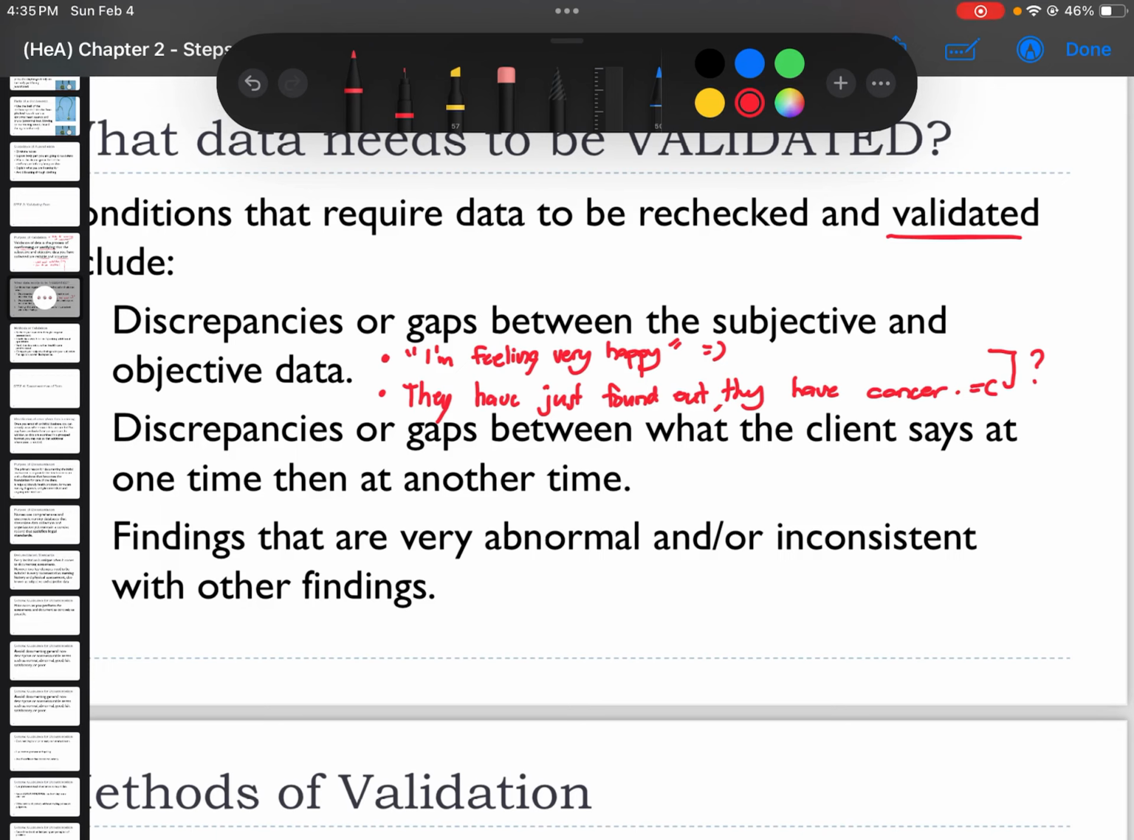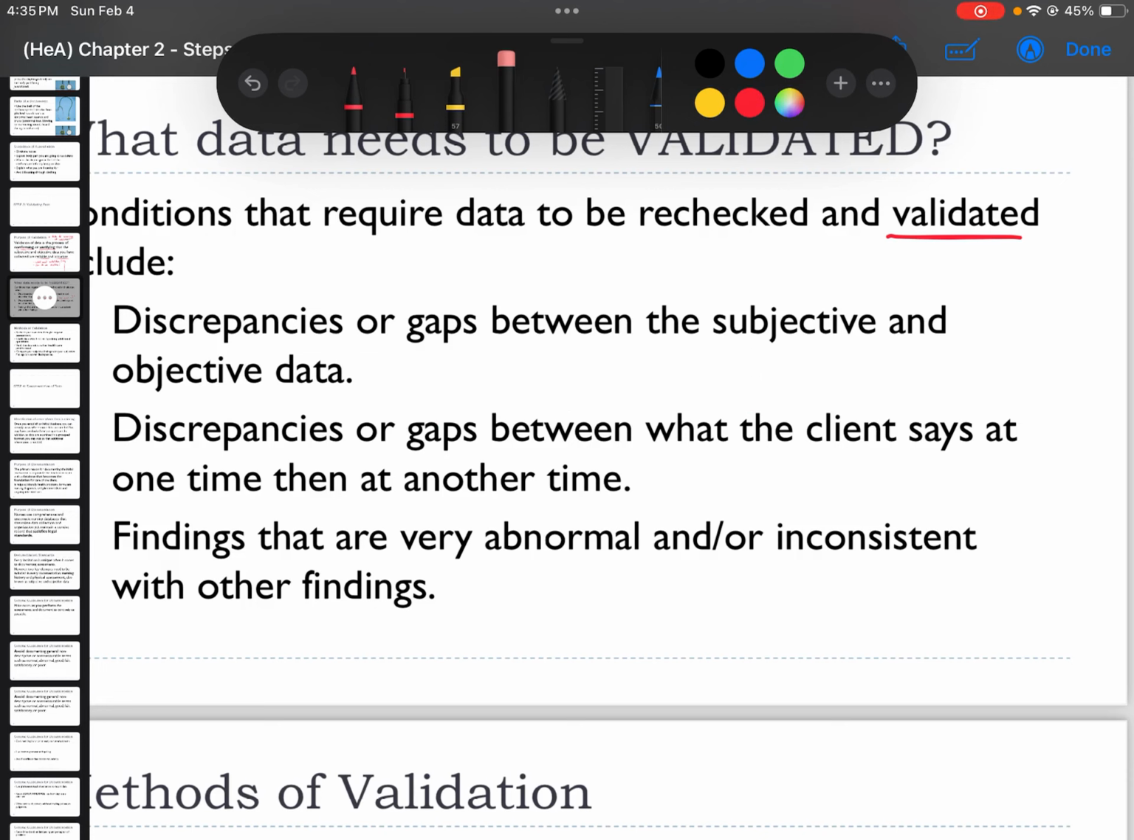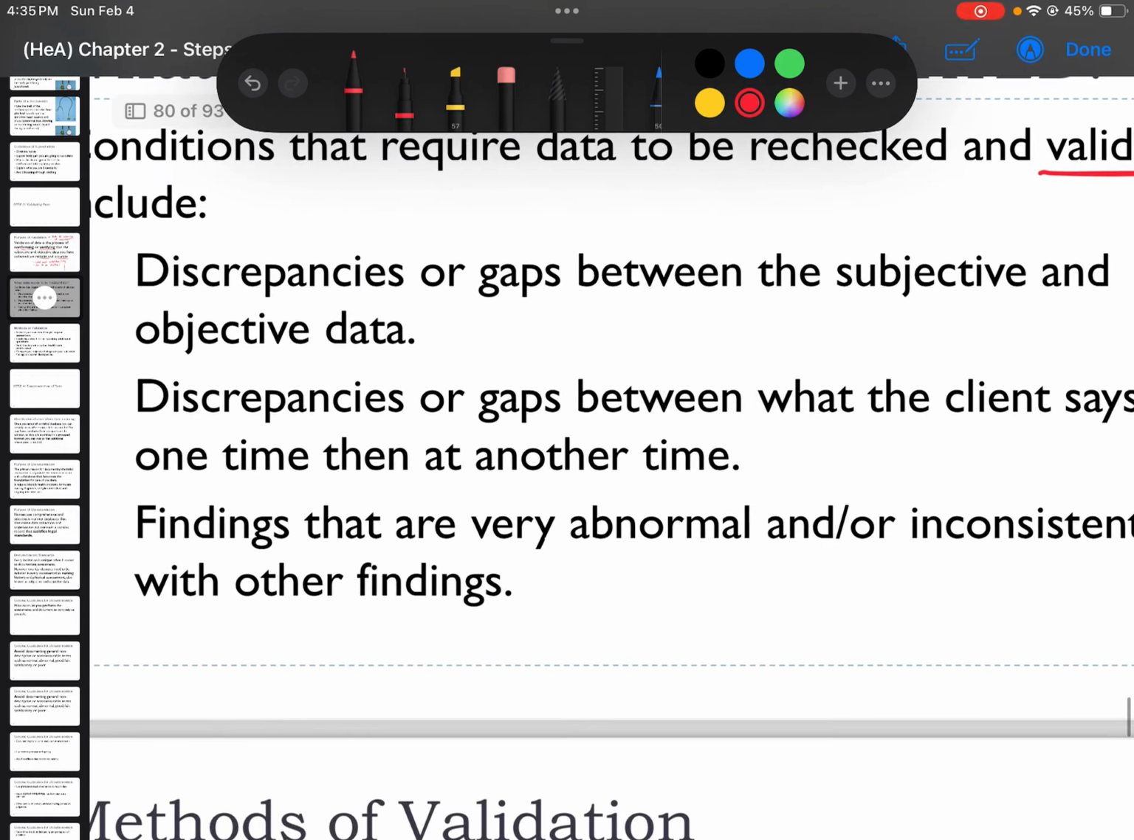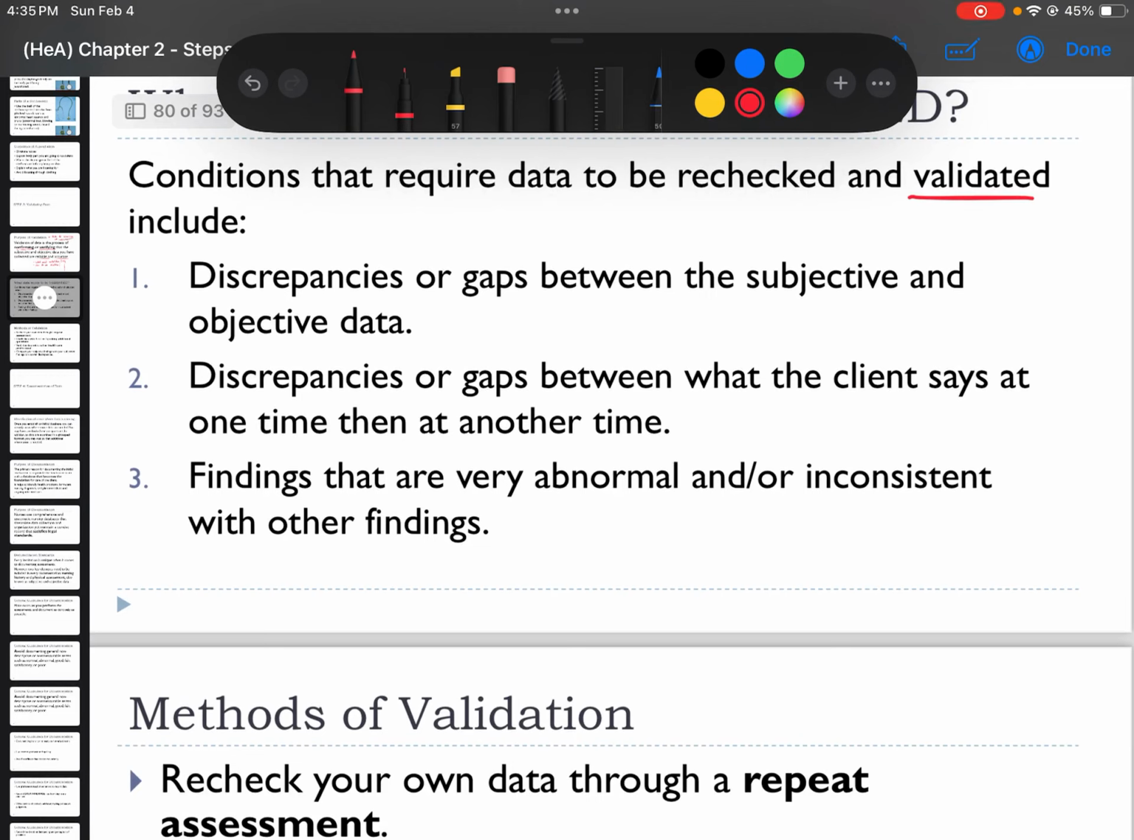Okay, so what you do is you recheck, you revalidate. You ask them questions. Maybe you ask them a clarifying question, like, for example, sir, despite just recently learning about your diagnosis, may I care to know why you are so happy? Okay. Next is discrepancies or gaps between what the client says at one time and then at another time.